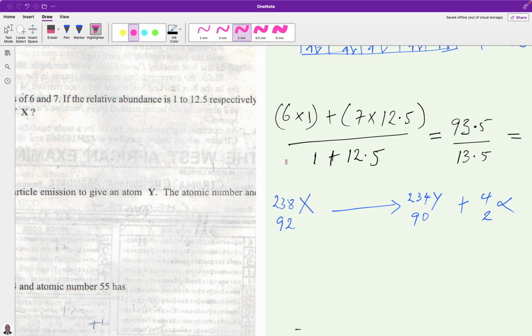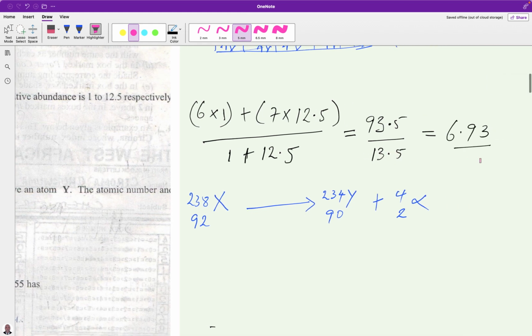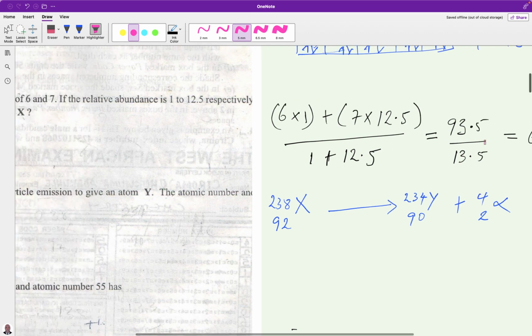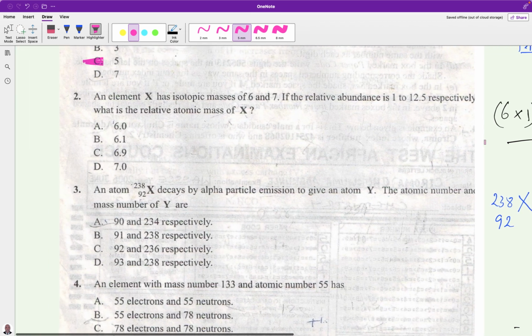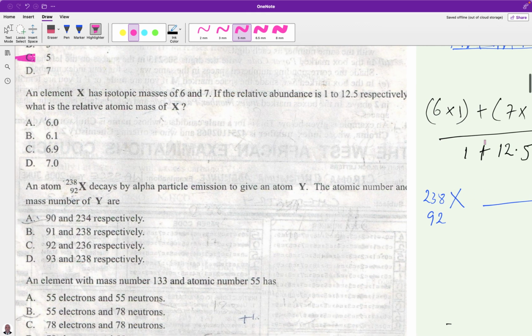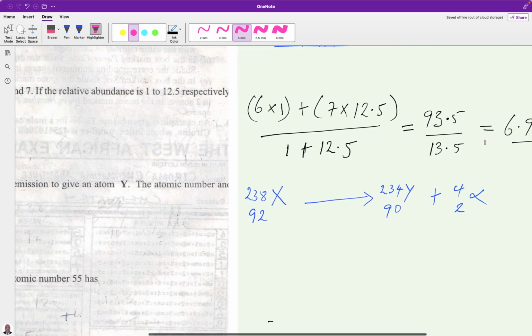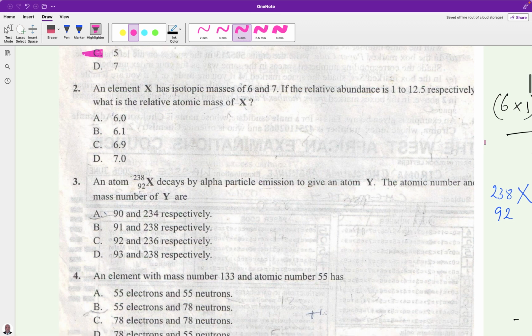When we multiply all this, the total sum of the products of isotopic masses and relative abundances will be 93.5. The sum of the relative abundances of the different isotopes will be 13.5. When we divide 93.5 by 13.5, we have 6.93, which will be our relative atomic mass. To 1 decimal place, we have 6.9. So our answer is C.